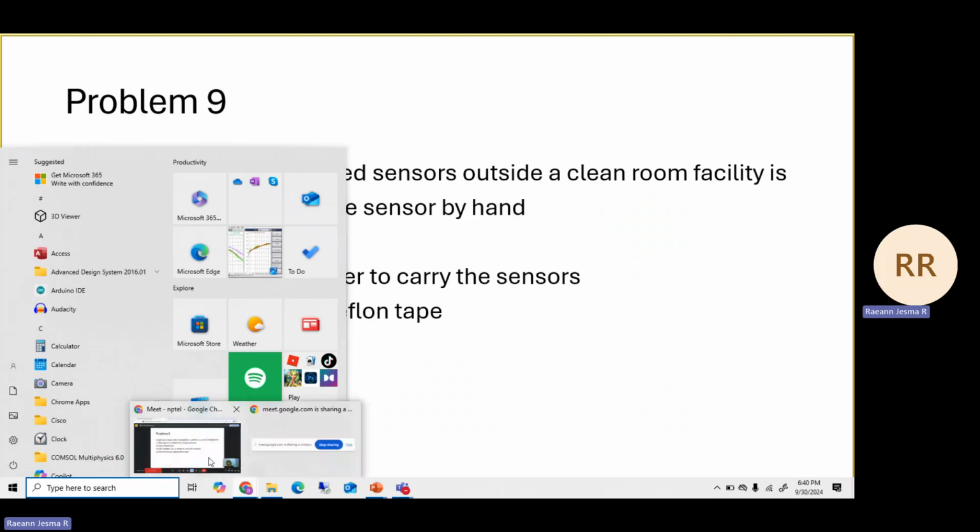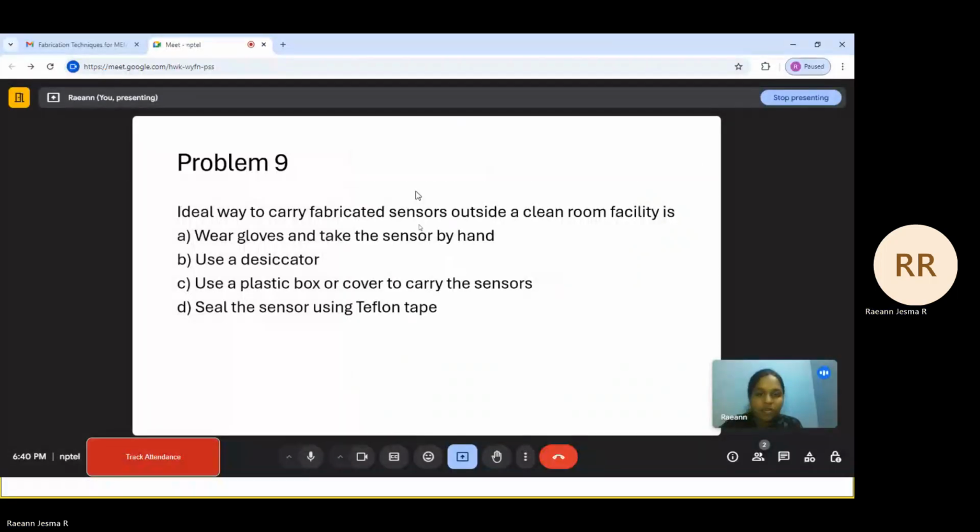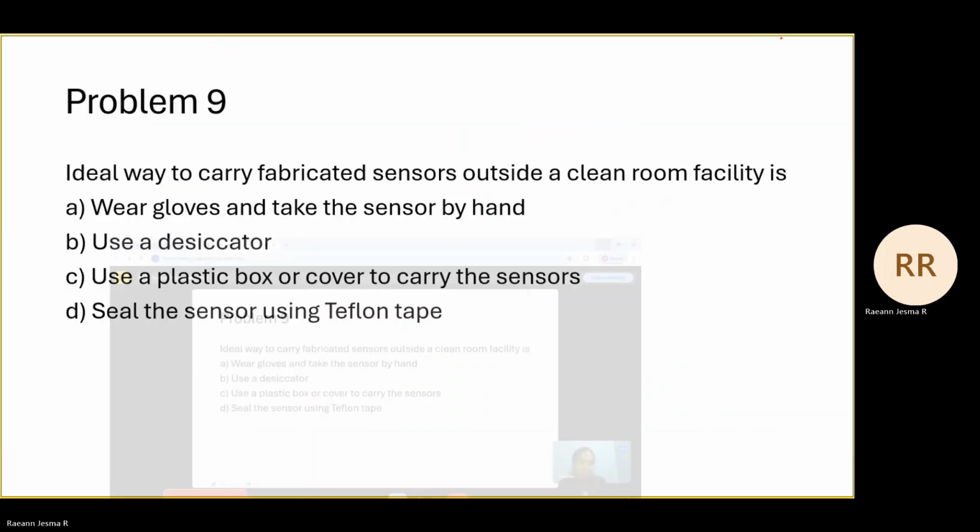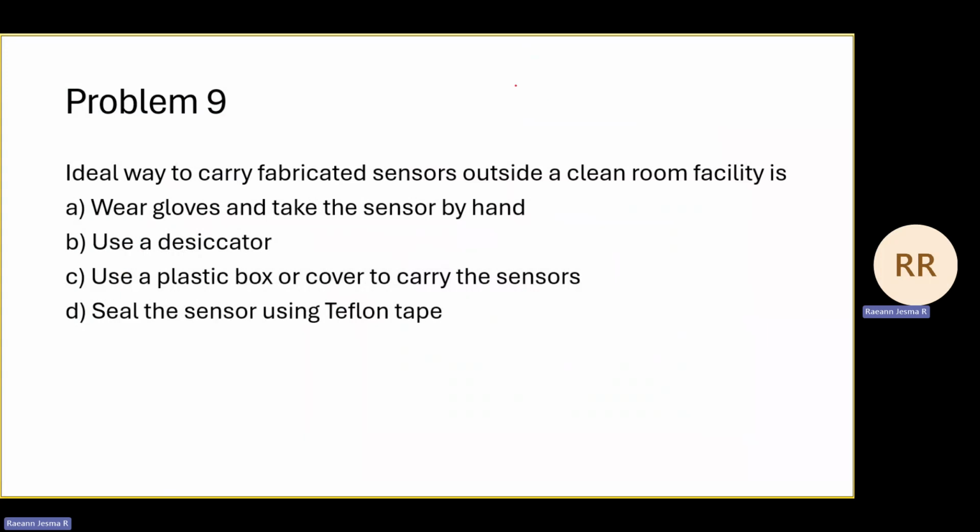So which is the correct answer for this question? In this question, we can see that we have completed the fabrication process, right? But we want to transfer the sensor outside a clean room facility. So what kind of method will we use? Okay. So the correct answer for this question is option B, use a desiccator.